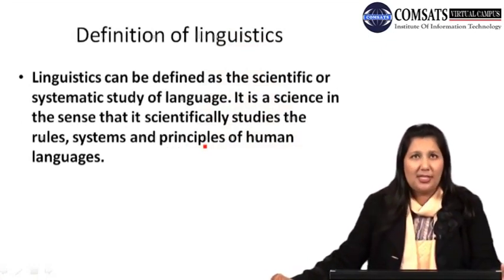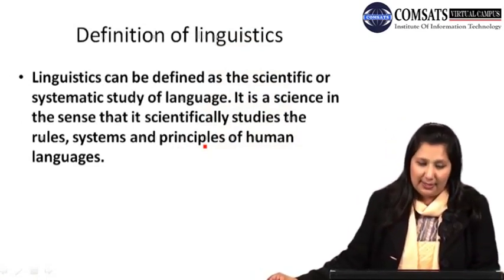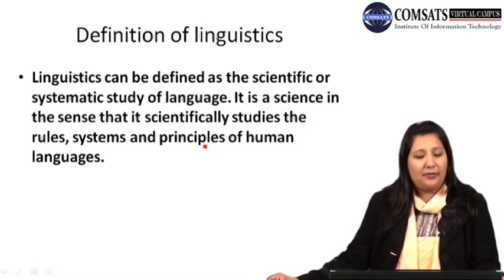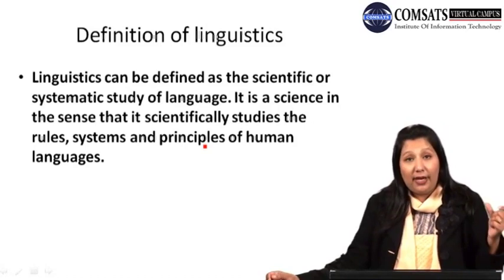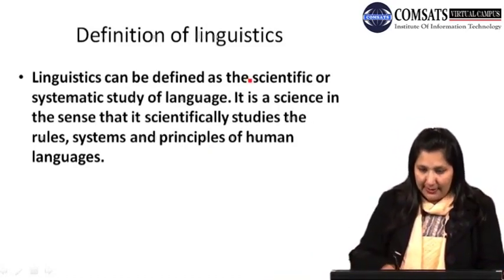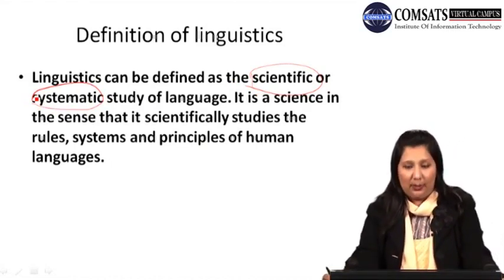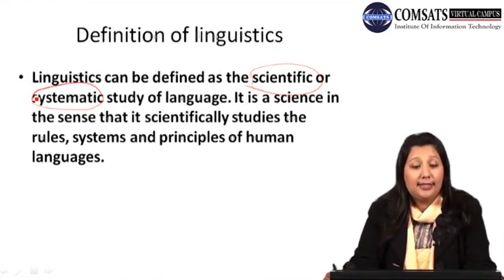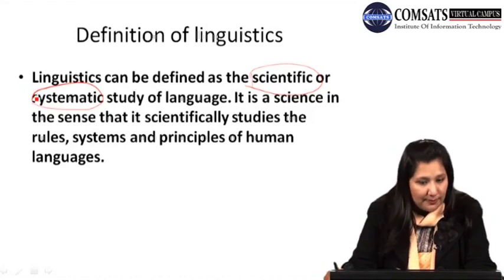Firstly, the definition of linguistics. As you know, everything starts with the definition, so I thought that we should start with the definition of linguistics. Linguistics can be defined as the scientific or the systematic study of language. Scientific and systematic are two very important words in this definition. It is a science in the sense that it scientifically studies the rules, systems and principles of human language.